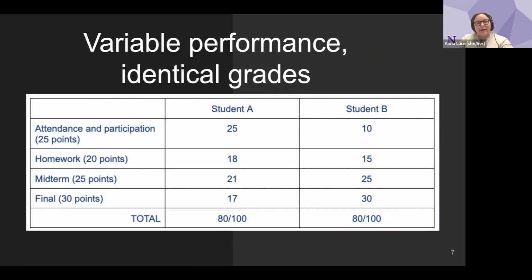So one student gets full points for participation and performs really poorly on the final exam, while student B does really well on the exams, but doesn't turn in their homework and participation, and they both end up with an 80 in the class. So if you were just to look at those final grades, you would think that these students had comparable performance when in fact their performance was very different.